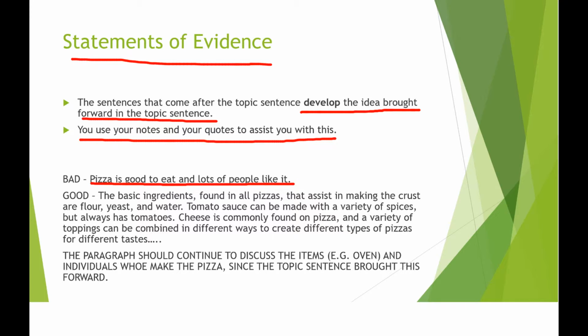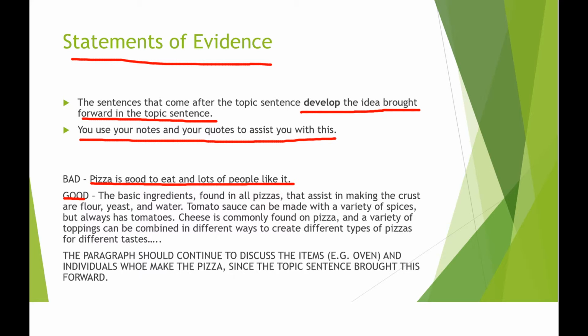Now I'm going to give you an example of a number of good sentences combined together, although not all the sentences needed to develop our topic. The basic ingredients found in all pizzas that assist in making the crust are flour, yeast, and water. Tomato sauce can be made with a variety of spices, but always has tomatoes. Cheese is commonly found on pizza, and a variety of toppings can be combined in different ways to create different types of pizzas for different tastes.